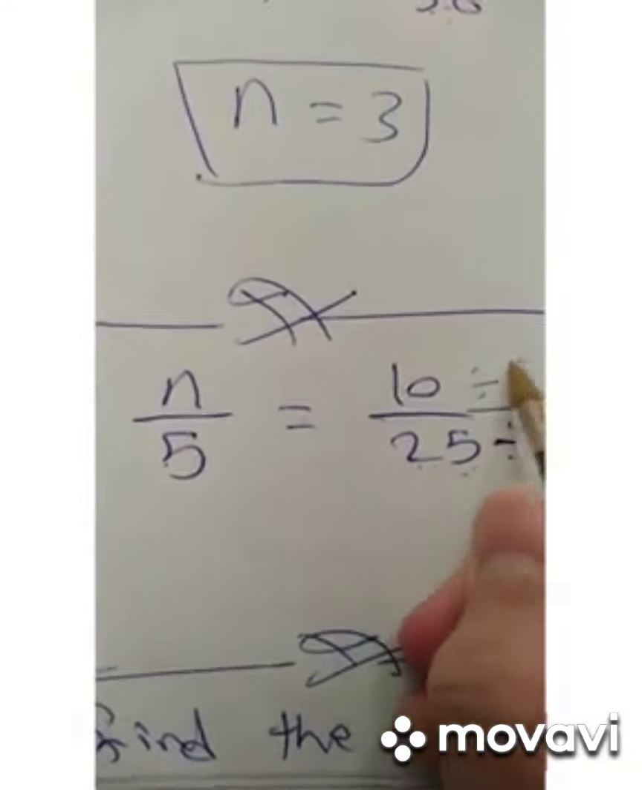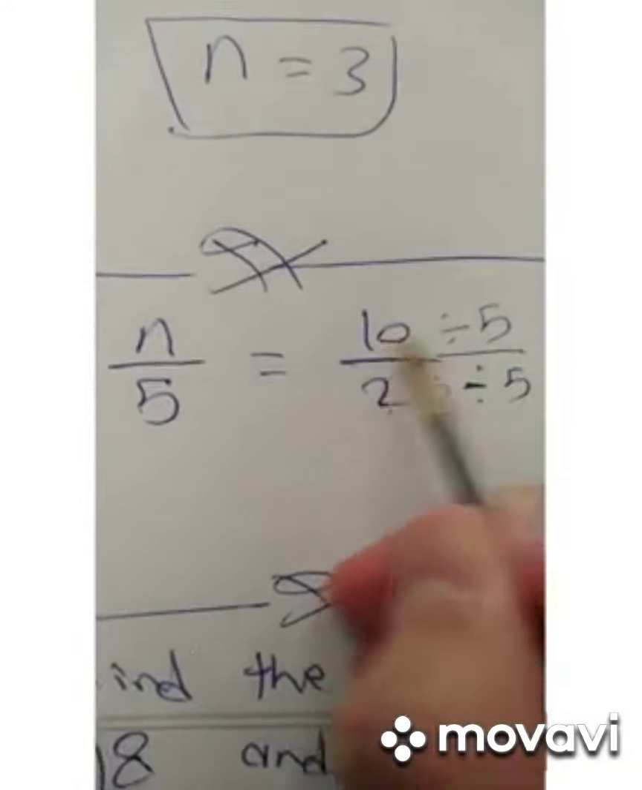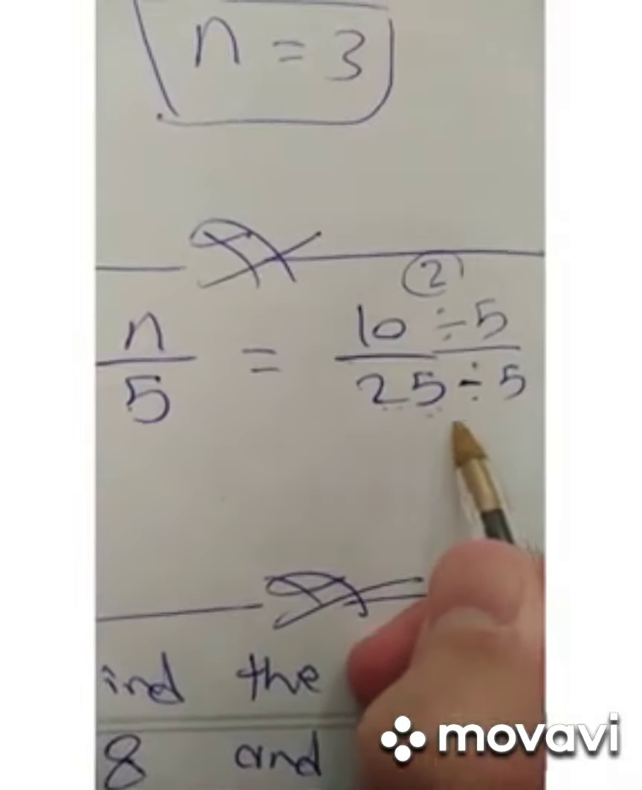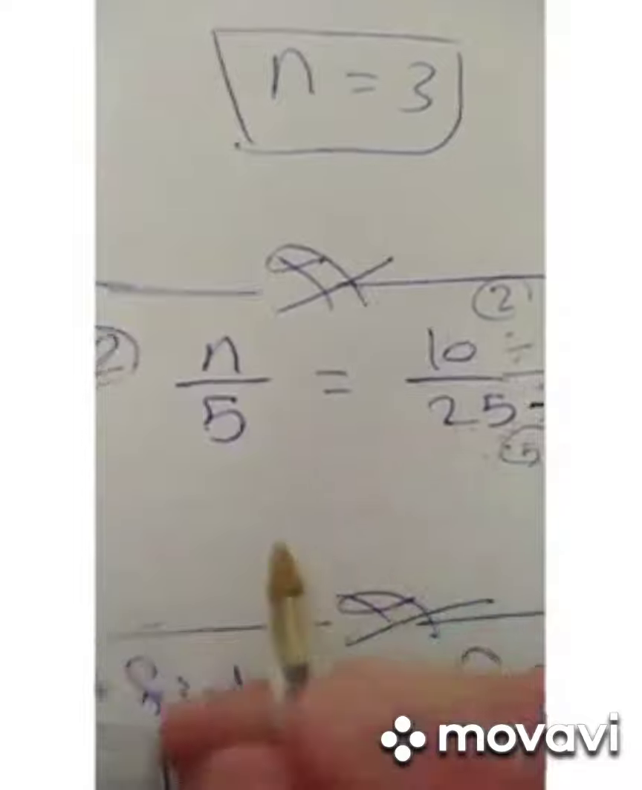So here, divide up and down over 5. Okay? 10 over 5 equals 2. 25 over 5 equals 5. So n equals what? Equals 2. n equals 2.